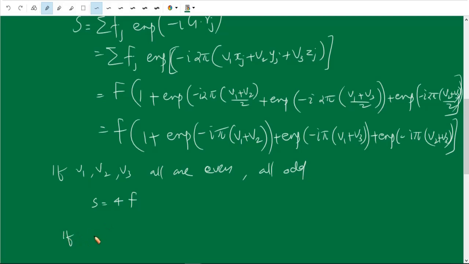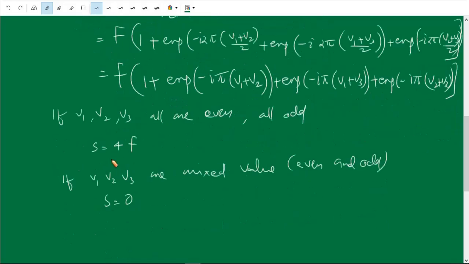Now if V1, V2, V3 are mixed values, even and odd, then what happens? S is equal to 0, because if V1 is odd and V2, V3 are even, then V1 plus V2 is odd, V1 plus V3 is odd, and V2 plus V3 is even. So this is odd, because of that minus 1, this is also minus 1, this is plus 1, this is plus 1. So the total contribution is 0.